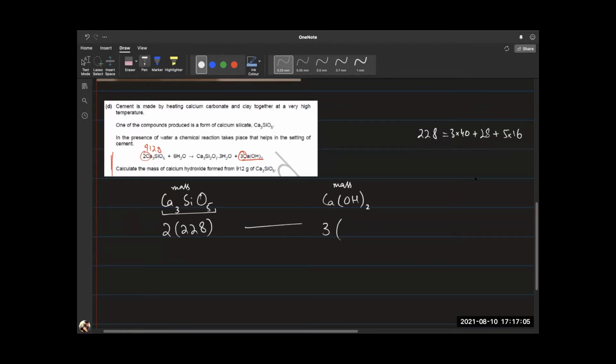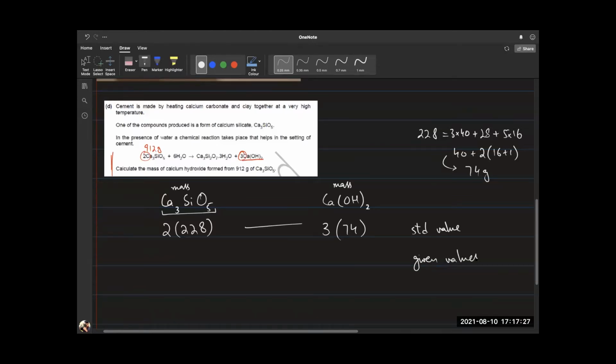So iska kitna hoga? Iska MR dekh lete hain, 40 plus 2 times 16 plus 2, that is 74. Okay, so 74 gram. So that means 2 moles make 3. So 2 times 228 will make 3 times 74. So these are your standard values. Okay. Second row is about given values.